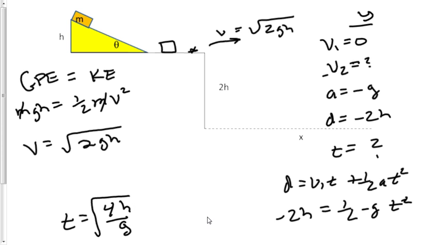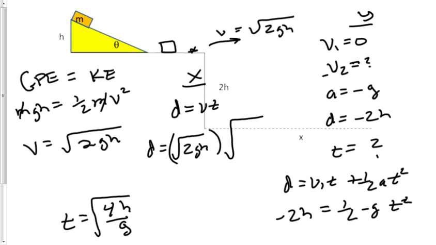Okay, my answer is close to being done. I have my time in terms of h and g, and my velocity in terms of g and h. In the x direction, the only useful equation is d equals vt. So I'm going to multiply these two to get my displacement. Displacement is equal to the square root of 2gh multiplied by the square root of 4h divided by g. You can think of this as one big long square root. My g's will cancel out, and I'll have 8h squared.